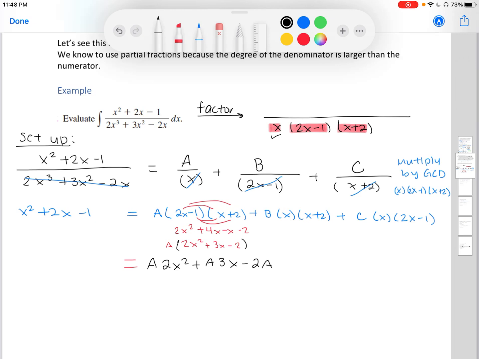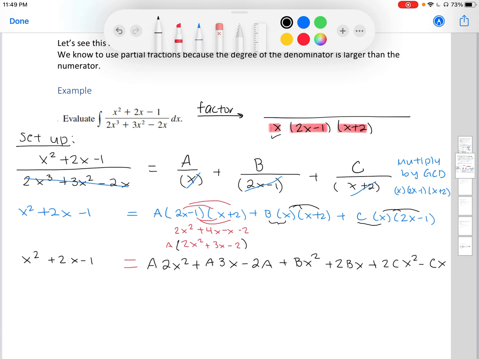Let's multiply the B's. We can multiply the Bx times each one of those, and we're left with Bx squared plus 2Bx. We can take the Cx and multiply it by the 2x, and we're left with 2Cx squared minus Cx. And what is that equal to? 2x squared plus 2x minus 1.